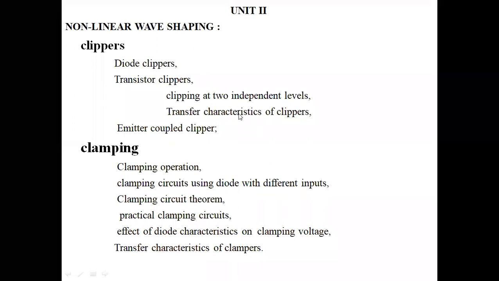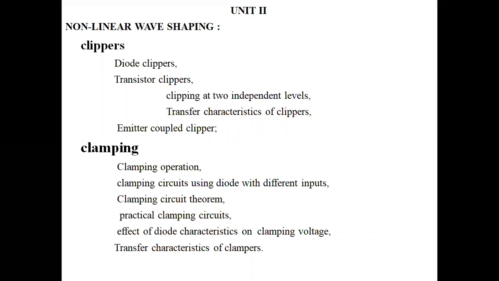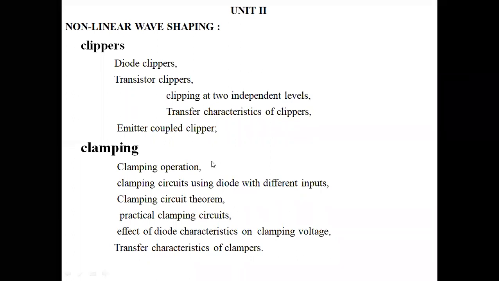For all of them we have seen the transfer characteristics, and separately I have mentioned the emitter coupled one. That means in clippers we have only two topics, diode clippers and transistor clippers. We have seen all types of diode clippers and all types of transistor clippers. Now we will come to the next topic, that is clamping.